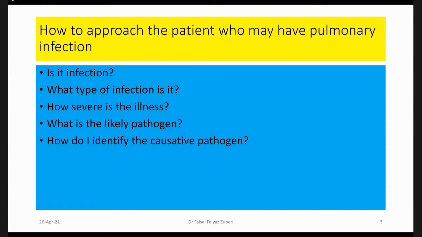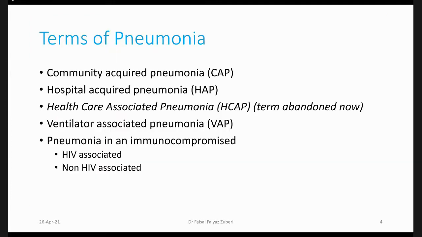There are certain terms used when we say the person has pneumonia. CAP, which stands for community acquired pneumonia, and this is the topic of our talk today. Hospital acquired pneumonia, HAP. Healthcare associated pneumonia, HCAP. This term is almost obsolete nowadays. We don't use it anymore, but for the sake of completeness, we are mentioning it.